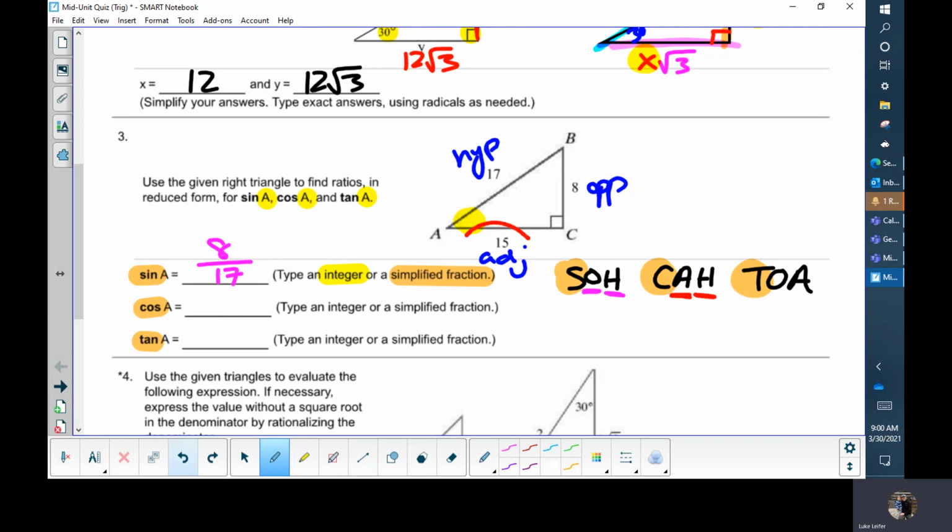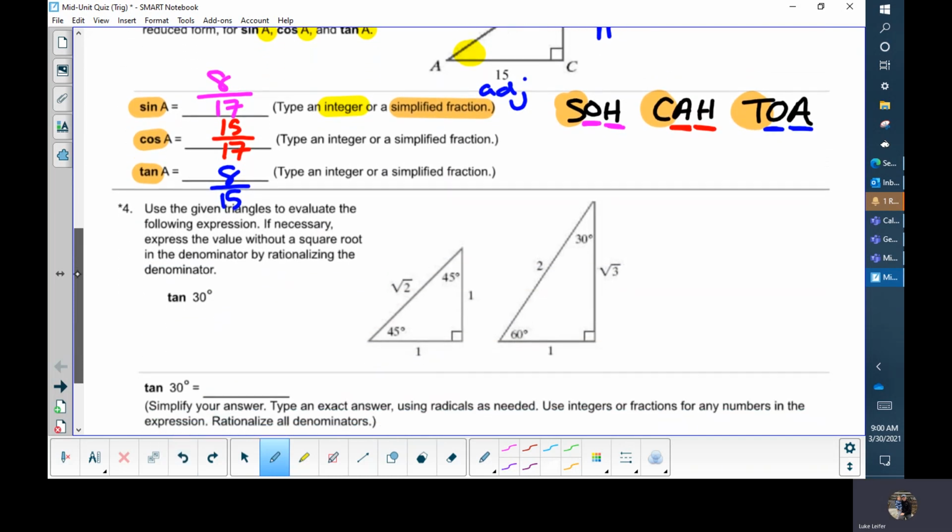All right, next one, cosine. Adjacent over hypotenuse. And I would get 15 over 17. And then last but not least, the tangent, or TOA. Opposite over adjacent. And that is 8/15.